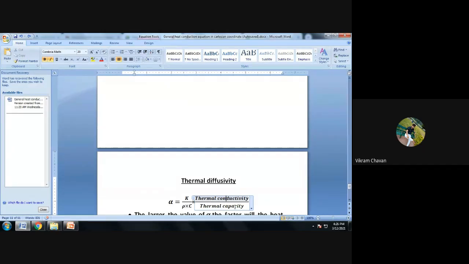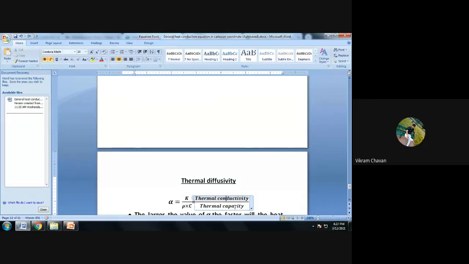As the thermal conductivity goes on increasing, or if you consider higher thermal conductivity materials, that material has a high capability to transfer a maximum amount of heat within less time. That is the significance of a higher thermal conductivity. If you consider a lower thermal conductivity material, then less heat will be transferred by the material by conduction.